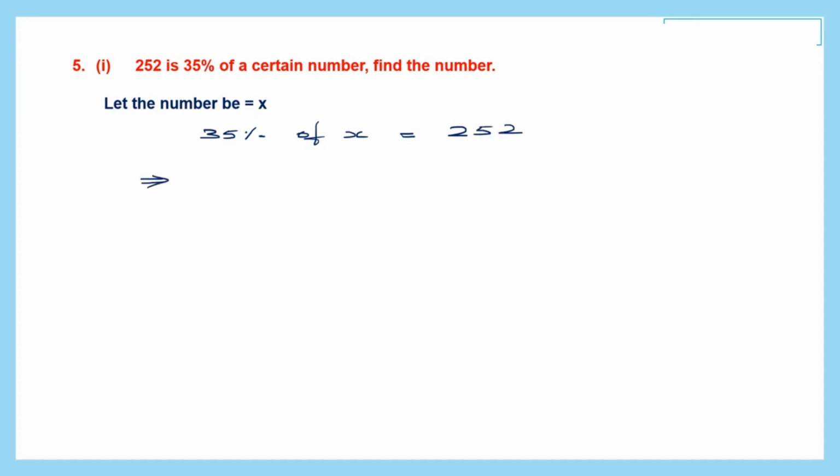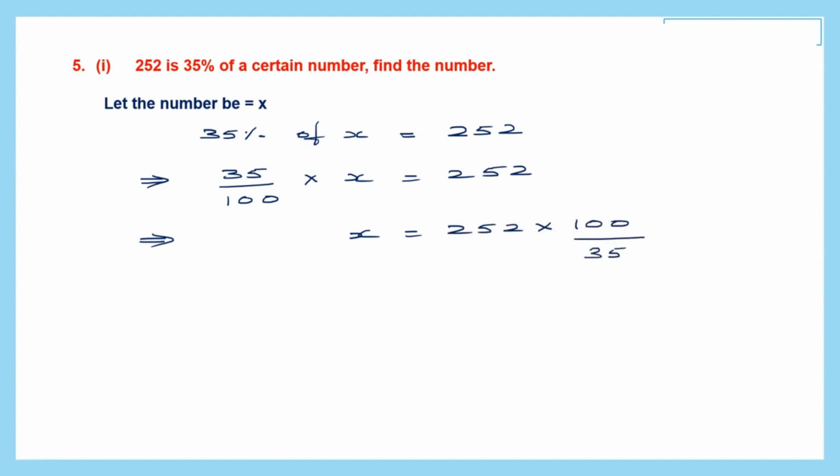So now let's try and solve this. 35% means 35 by 100, of is into x, is equal to 252. Now we can find the value of x. I can either reduce these two here itself, or I can take it to the other side and reduce. Now 35 by 100, when it goes to the other side, it becomes 100 by 35. It's a reciprocal. So 252 into, write the reciprocal, 100 by 35.